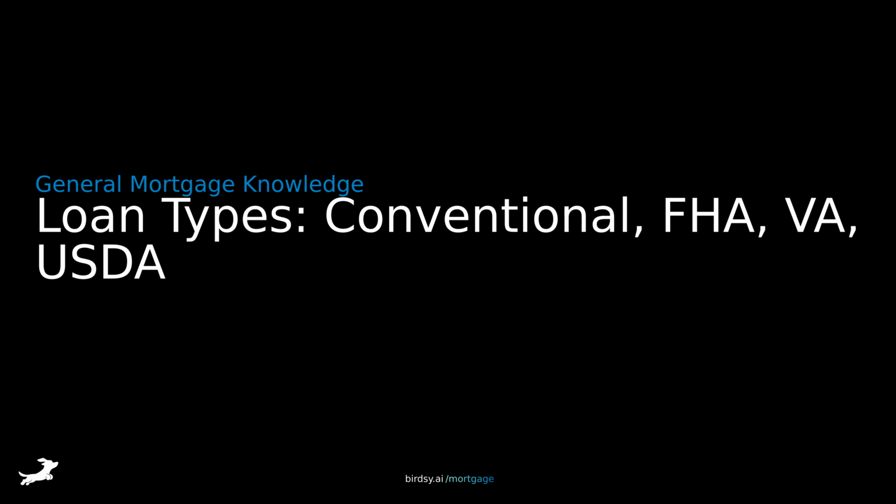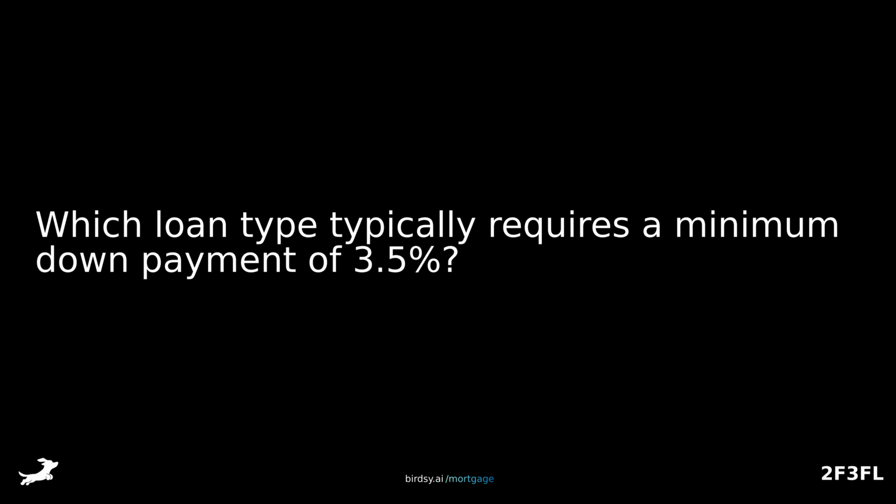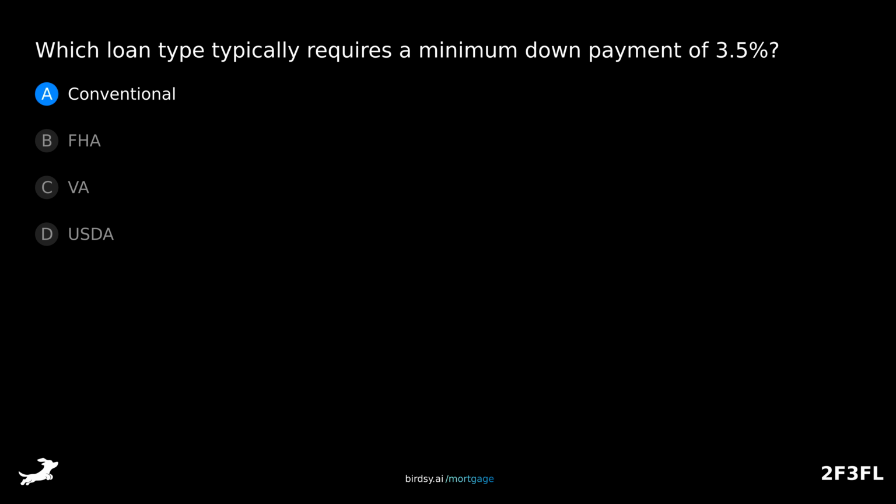General Mortgage Knowledge. Loan types: conventional, FHA, VA, USDA. Which loan type typically requires a minimum down payment of 3.5%? Is it A, conventional, B, FHA, C, VA, or D, USDA? The answer is B, FHA.